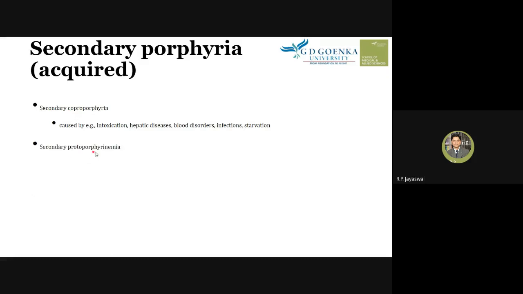Secondary protoporphyrinemia is another disorder, an acquired type, and this is caused when there is anemia, alcohol or chronic heavy metal poisoning, or metal toxicity. So when there is heavy metal toxicity, alcohol poisoning, or anemia, this protoporphyrinemia may develop, right?